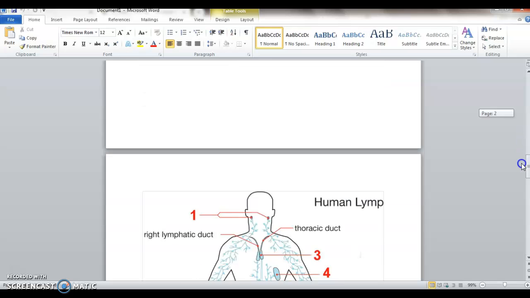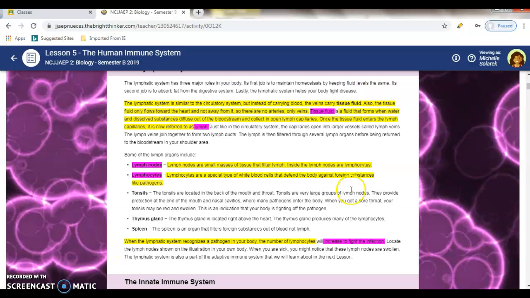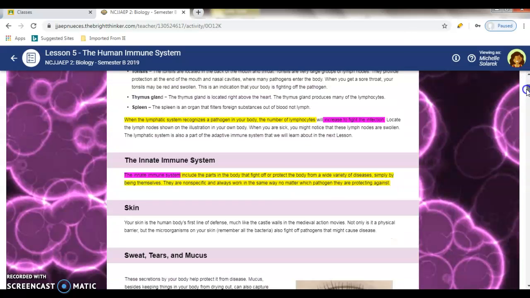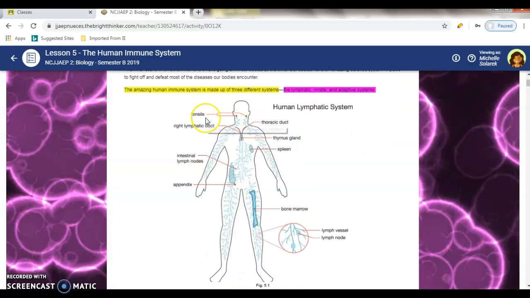Number 5 again was tricky because it's a diagram. So if we go back, it would be a better demonstration. If I can find it. Right here. So the first one is tonsils. Next one is the appendix. And then the third one is the thymus gland. Fourth one is the spleen. Fifth one is the bone marrow, and then the sixth one is lymph nodes. So all of these were blank from that, but you could go ahead and refer to this if you want.